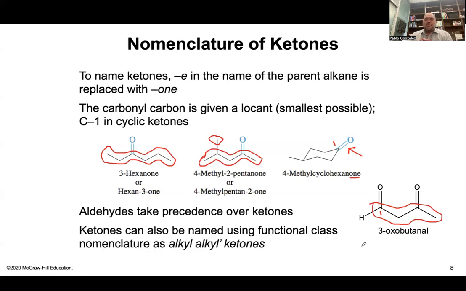Ketones can also be named using functional class nomenclature as alkyl alkyl ketones. So as we did with ethers, for example, we can call this ethyl propyl ketone. We have an ethyl on this side, we have a propyl on this side, so it could be named ethyl propyl ketone, and that's also acceptable as the nomenclature of a ketone.